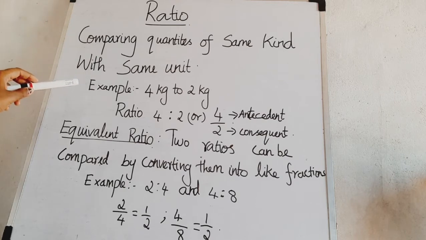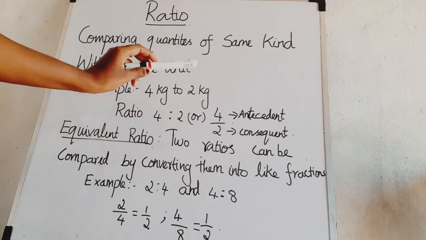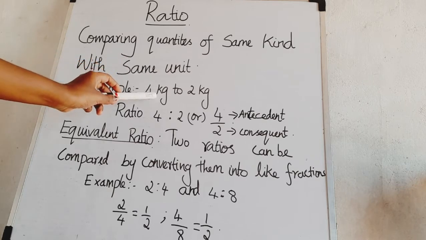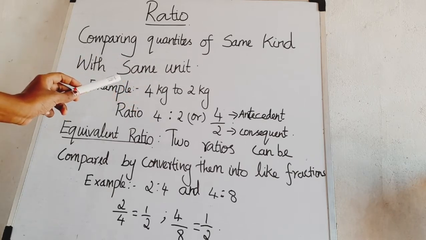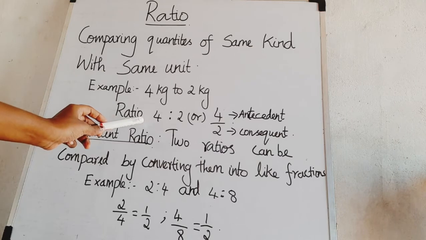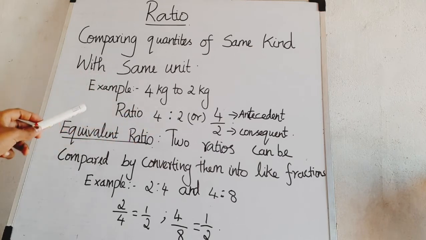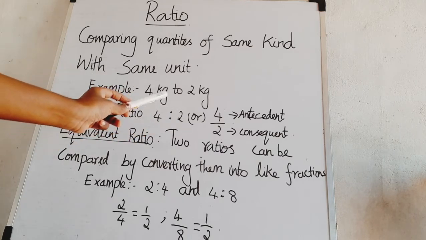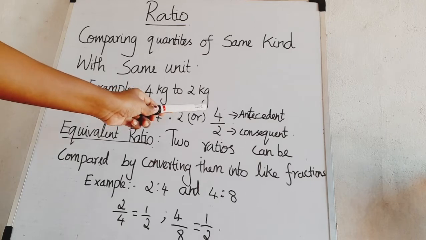For example, we are taking 4 kg to 2 kg. So here both are kilograms, so we can write this as a ratio. So the ratio is 4:2. In ratio, we can write this as a fraction also, that is 4/2.